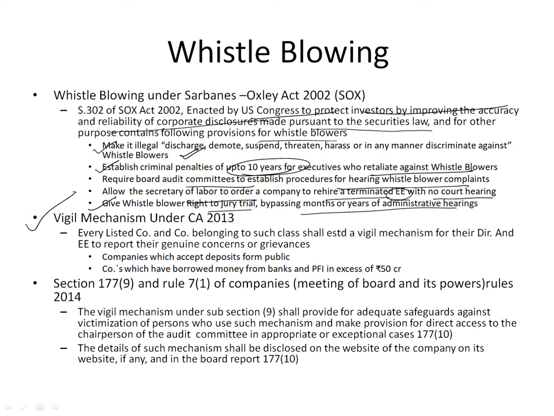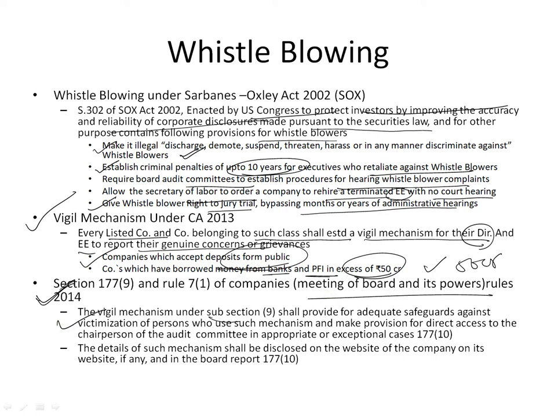Now, the whistleblower mechanism under the Companies Act: who is required to have a vigil mechanism established in the company? Every listed company, and companies belonging to certain classes, shall establish a vigil mechanism for their directors and employees to report their genuine concerns or grievances. First, companies which accept deposits from the public; and companies whose borrowings exceed 50 crores from banks and public financial institutions. Now, Section 177, subsection 9 and Rule 7, sub-rule 1 of the Companies (Meetings of Board and its Powers) Rules: the vigil mechanism shall provide for adequate safeguards against victimization of persons who use such a mechanism, and make provision for direct access to the chairperson of the audit committee in appropriate or exceptional cases.